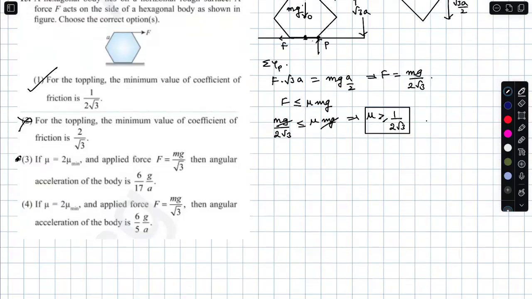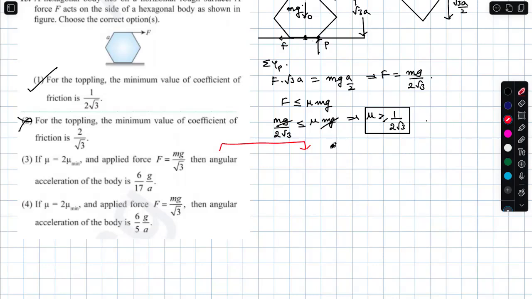Or when mu is 2 times the minimum, what happens? Comfortably, the friction is sufficient, right? And the force applied is double this. Whereas mu is 2 times mu minimum. So as per option 3, I can say that there won't be any slipping, but for this you need to know some more extra data.